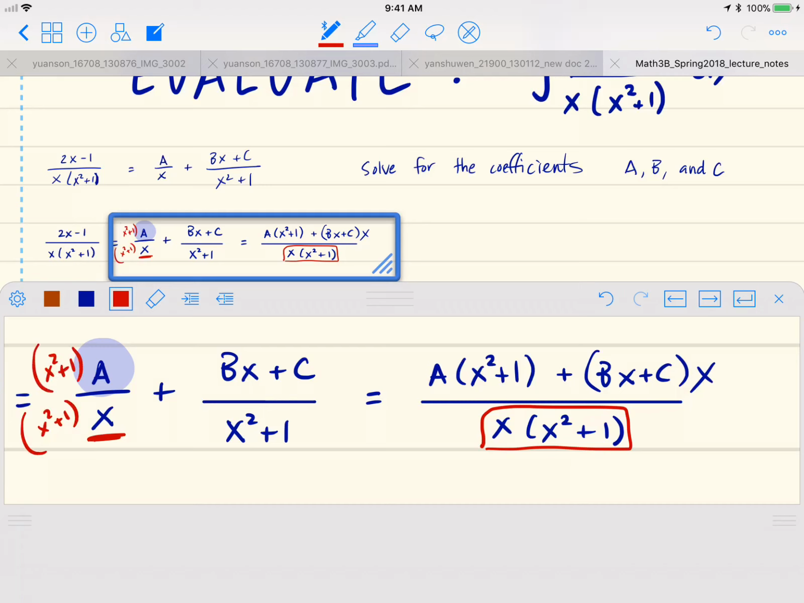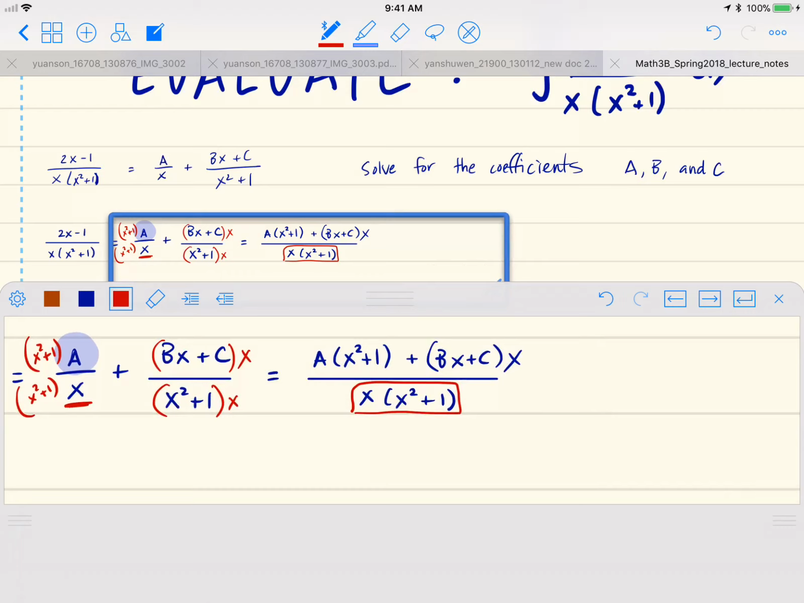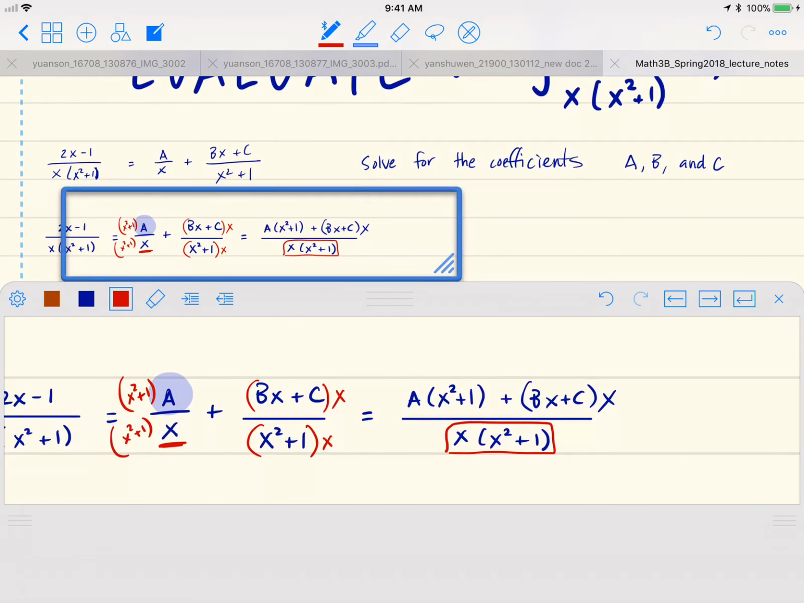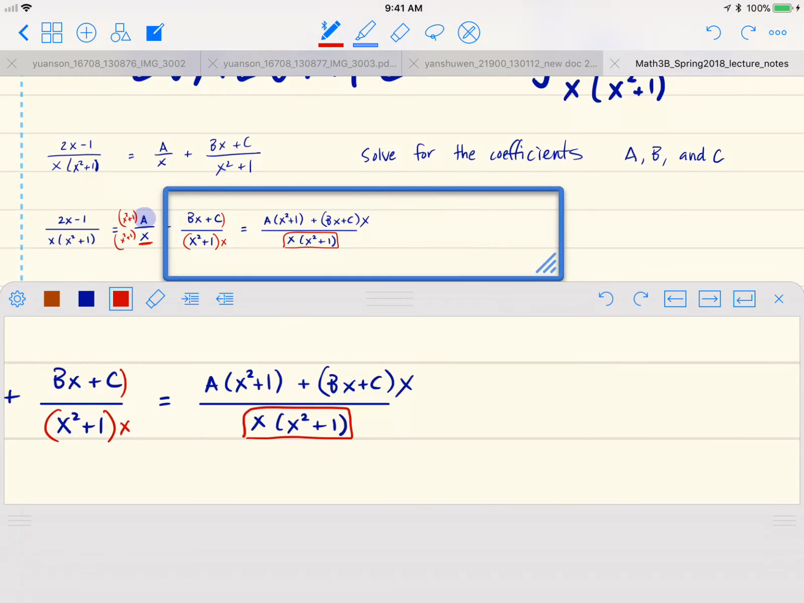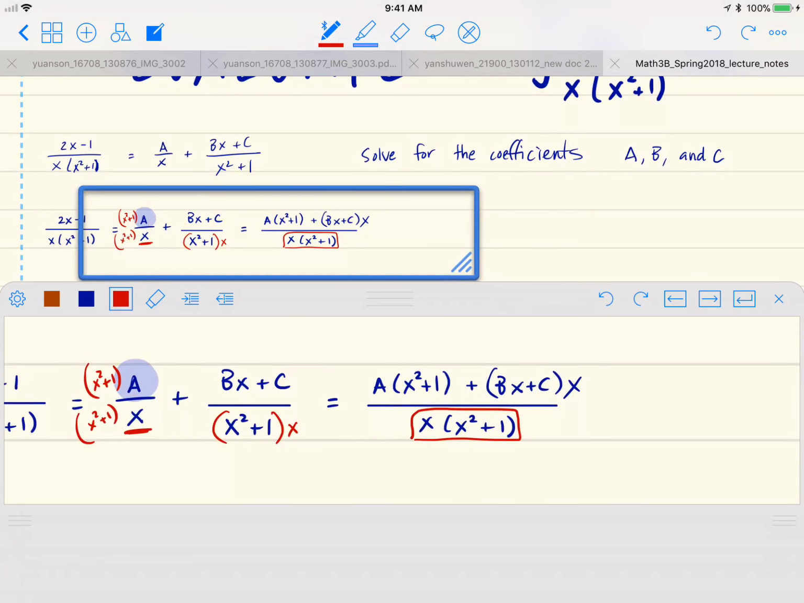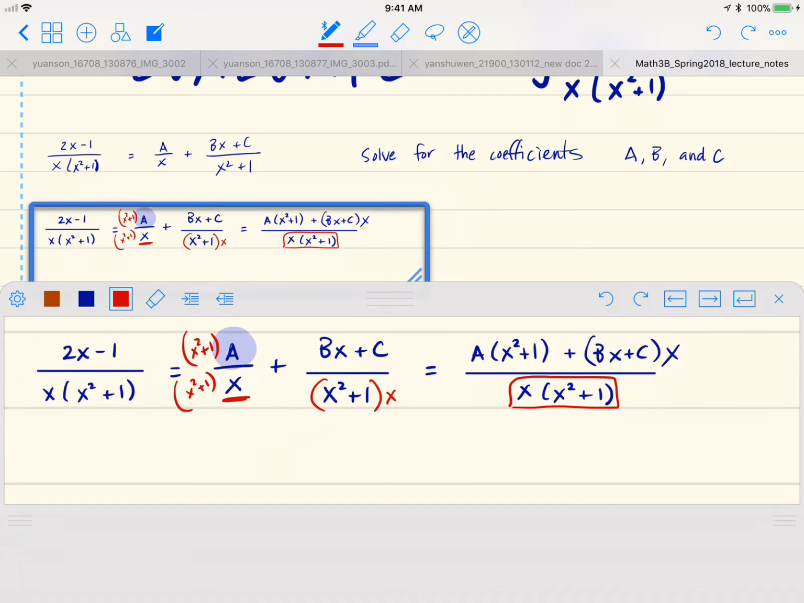x squared plus 1, right? And then over here, for bx plus c, I need to multiply the top and the bottom by x. Now I've got the common denominator and I can just add the numerators. So any way that you do that is fine. You just want to make sure that you don't make a careless error, because that'll mess up the entire problem.